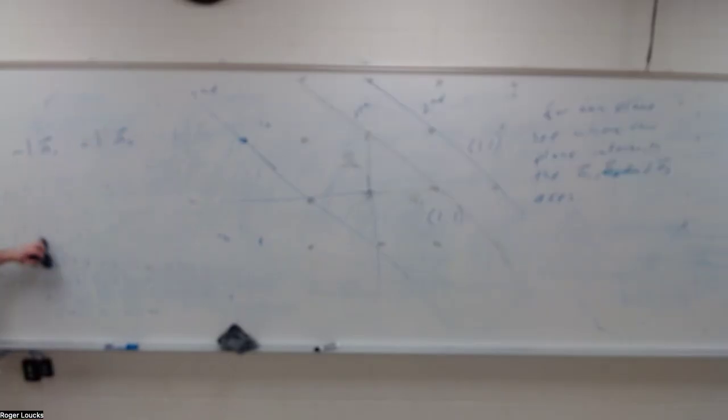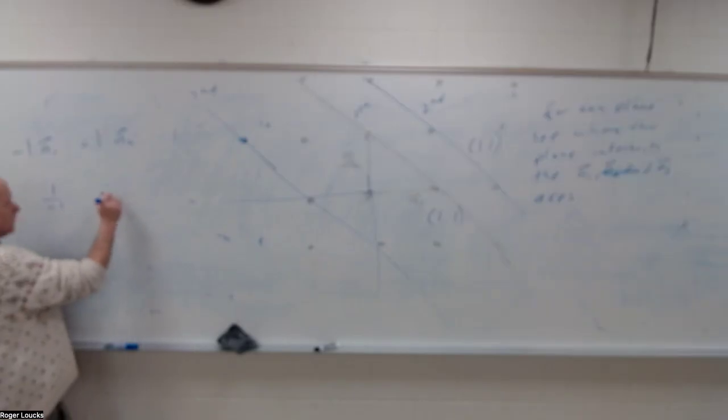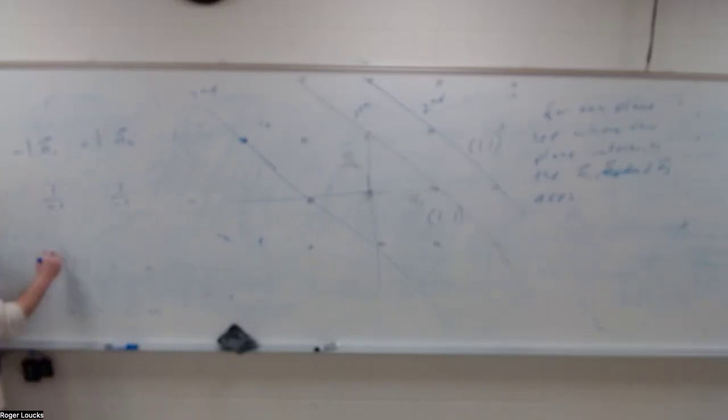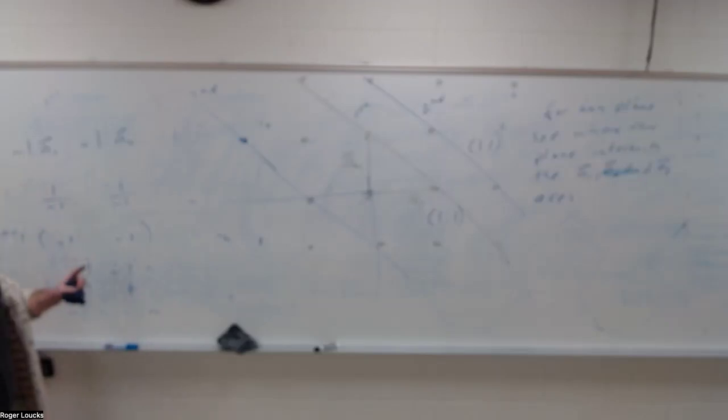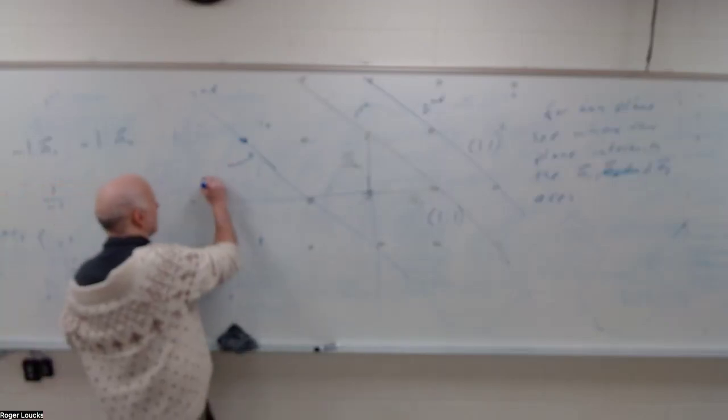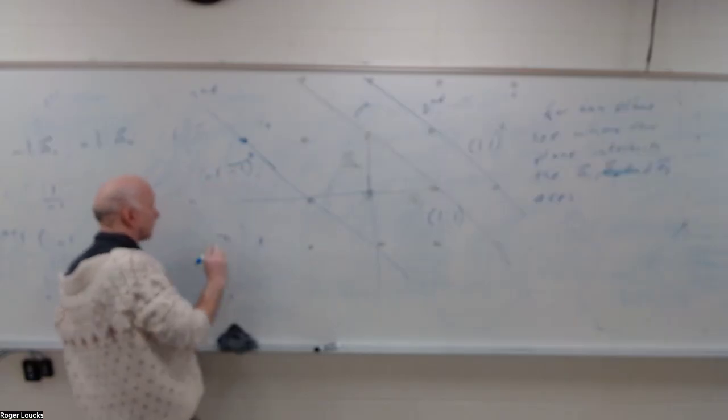So let's take the reciprocal of these. 1 over minus 1, 1 over minus 1. This is minus 1, minus 1. What number do we have to multiply this by? This is my n, so I get minus 1, minus 1. So this is my H and this is my K. This plane here would be the minus 1, minus 1 plane.